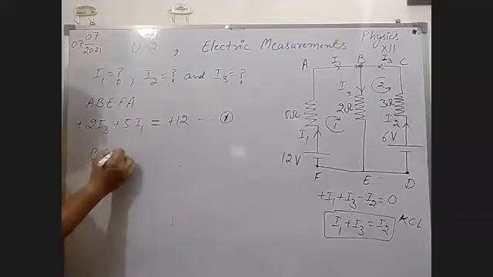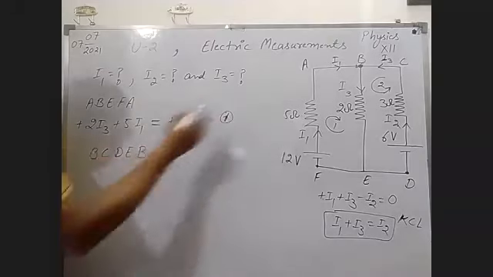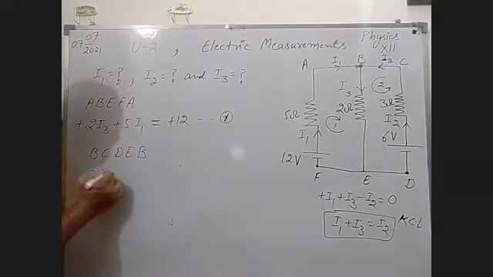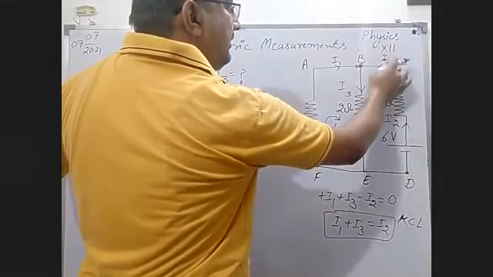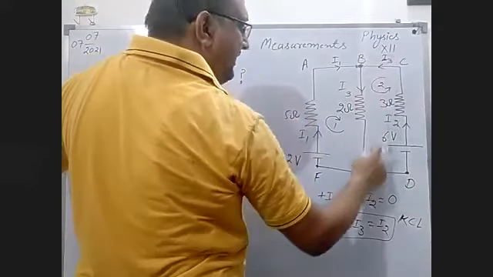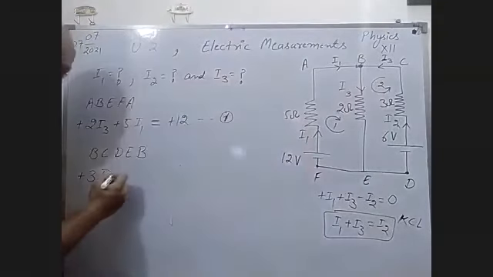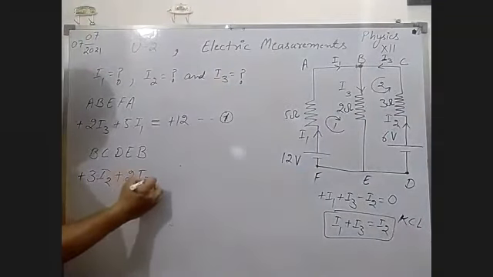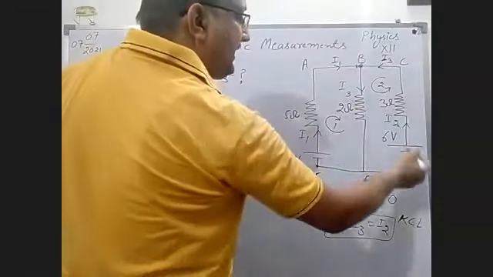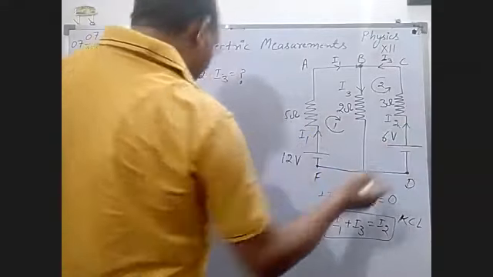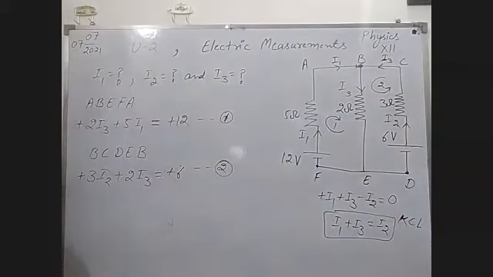B, C, D, E, B. Now I2, I3 with positive sign. Now next is CB. No resistance is there. In BE, yes, current I3 and 2 ohm with positive manner, plus 2 I3 we can write is equal to, now any battery is 6 volts, according to this, plus 6. This is equation number 2.